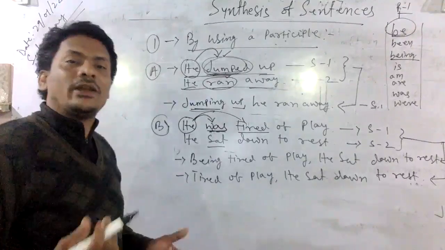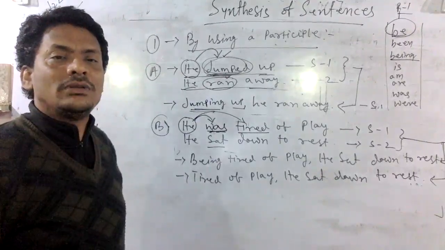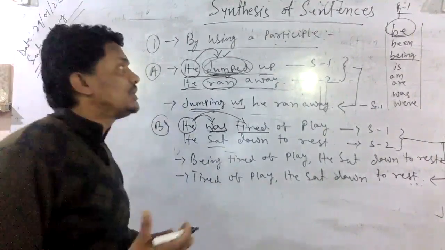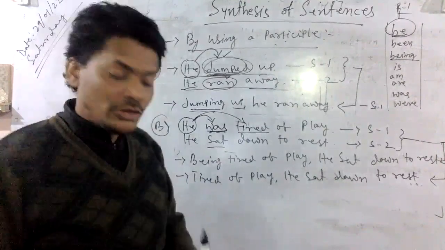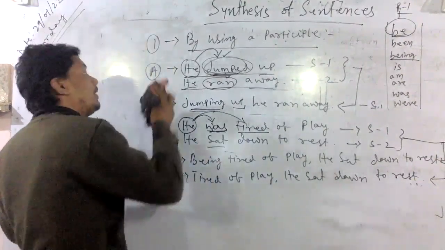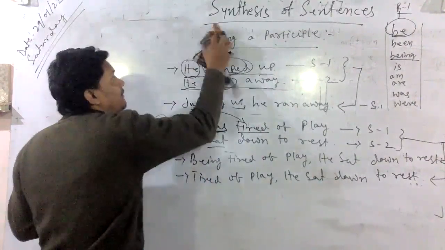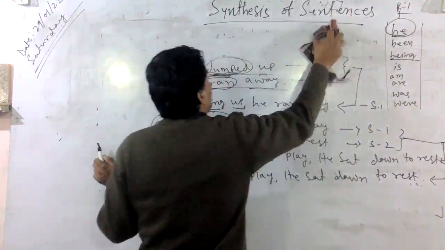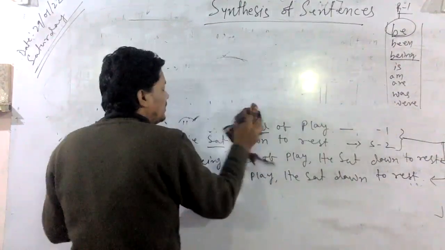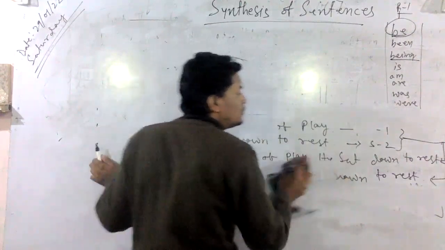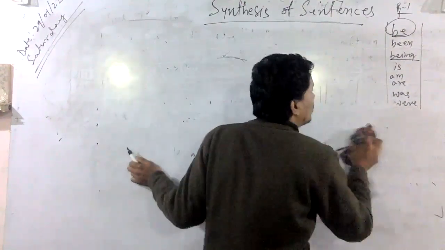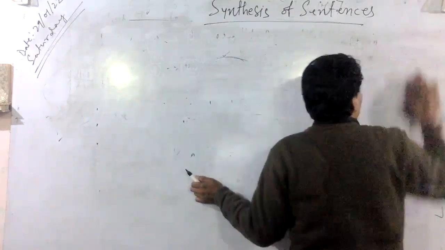Now, we can also take another example. These two are indicating about what? By using a participle. Now, moving to the next one, please do remember how it is done, and you have to do it in the same manner. I'll give you the exercise also. This is one of the ways of synthesis of sentences, that is called using the participle form, right?